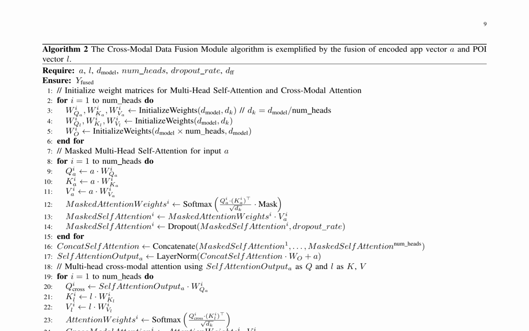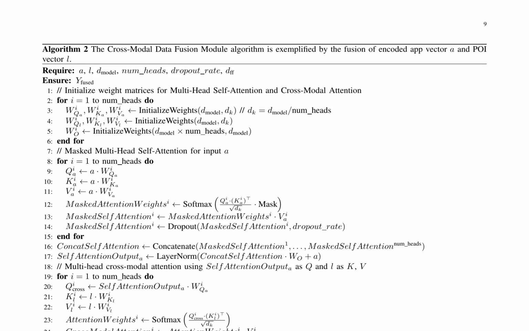In this paper, the authors propose a novel cross-modal data fusion module for enhancing the performance of next app usage prediction. This module is designed to leverage both app and point of interest (POI) data to provide a richer and more comprehensive feature vector for the prediction task. The authors demonstrate the effectiveness of their approach through a series of experiments, comparing their method with several baselines and state-of-the-art models.